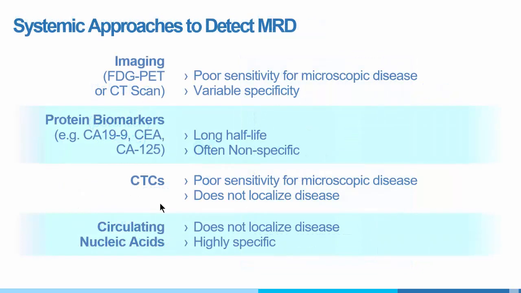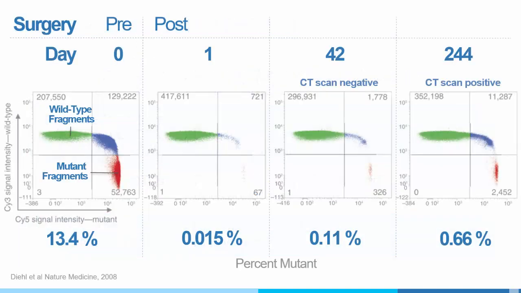And so there have been other approaches looking at minimal residual disease, but many have been hampered by lack of sensitivity. PET scans, CT scans, protein biomarkers, even CTCs, not sensitive enough or too sensitive really for this application. So we wanted to see how cell-free DNA could be used in this setting. And this is really the first case where we saw that just maybe it might work.